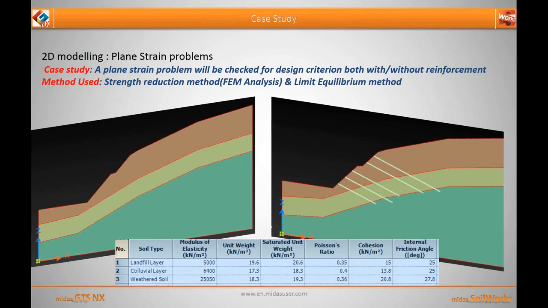So today in the case study, we would be dealing with plane strain problems. Basically, we would be checking it both with and without the reinforcement, and we would be using both the methods in a single model. So this is one of the advantages of MIDAS Soilworks, that you could perform all the analyses, that is limit equilibrium, SRM and SAM, in a single case. As you can see in the figure, there are three soil layers. One is a landfill layer with the shown properties. Second is the colluvial layer, and the third is the weathered soil. So I will open Soilworks.